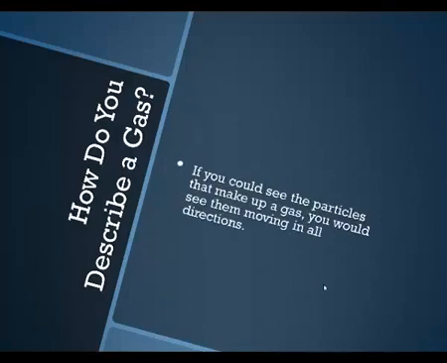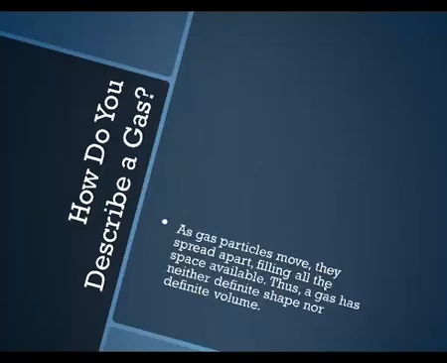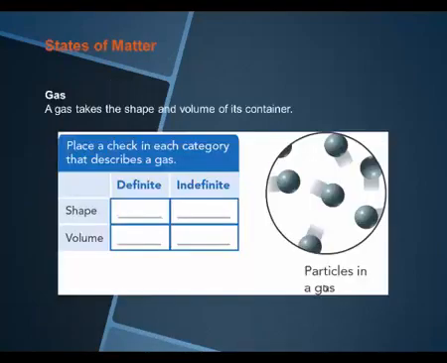If you could see the particles that make up a gas, you would see them moving in all directions. As gas particles move, they spread apart, filling all the space available. Thus, a gas has neither definite shape nor definite volume. So, onto our pictures again. A gas takes the volume and the shape of the container that it is in. So does it have definite or indefinite shape? Does it have definite or indefinite volume? It has indefinite shape and it has indefinite volume.